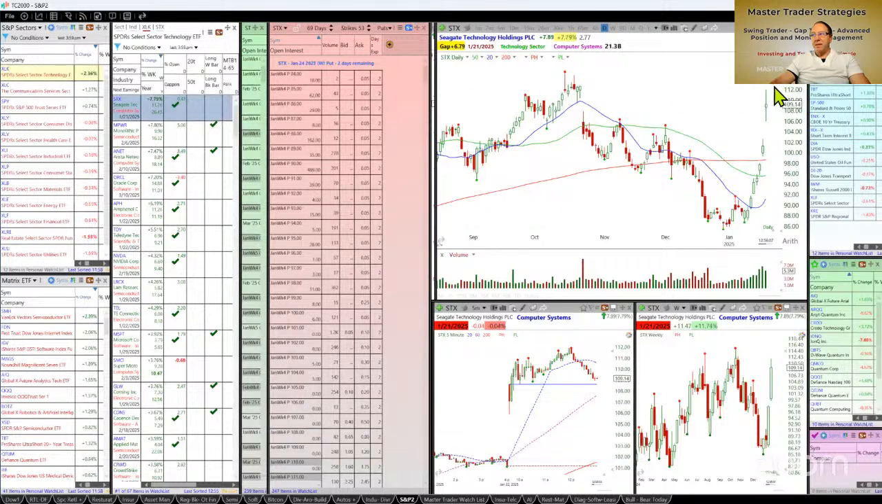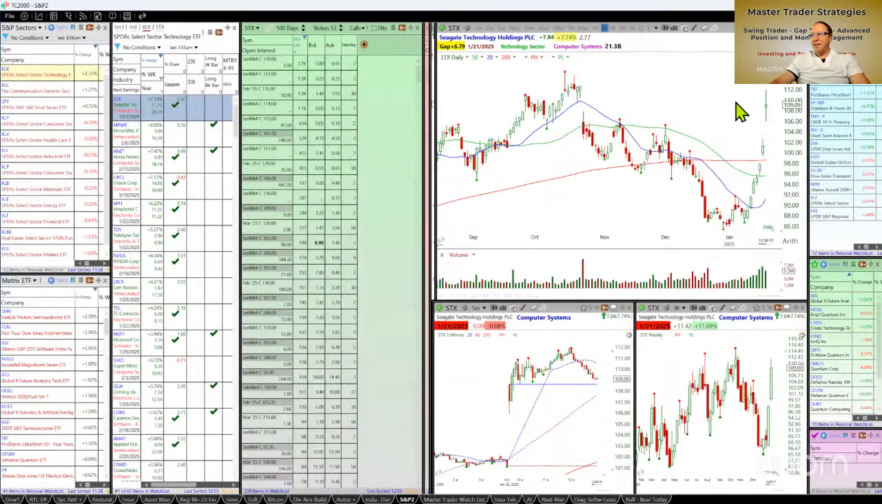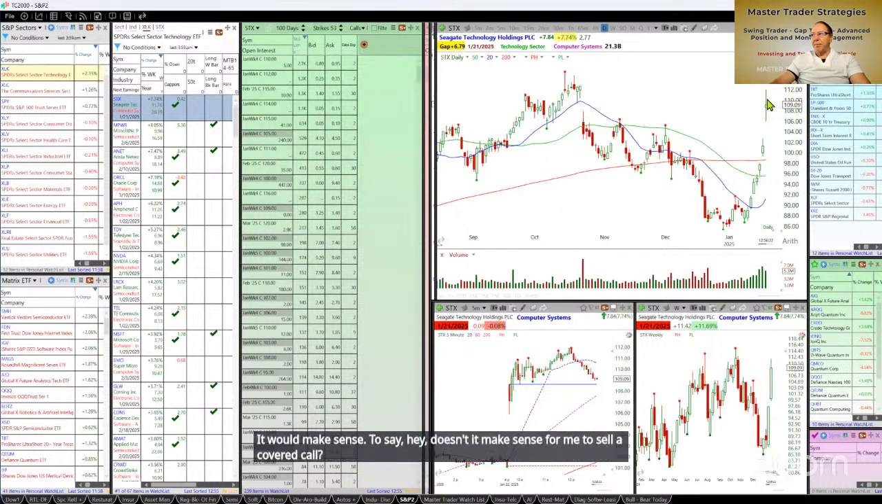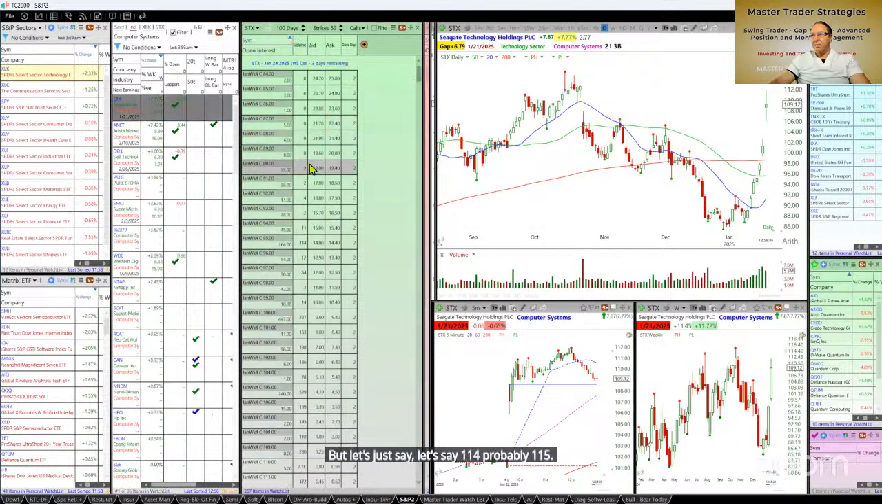This could be selling a credit spread, which isn't today's subject, but if you owned this stock, it would make sense to say, doesn't it make sense for me to sell a covered call since it gapped up? The options were probably higher this morning, but let's say 114, probably 115. I have this sorted by volume.